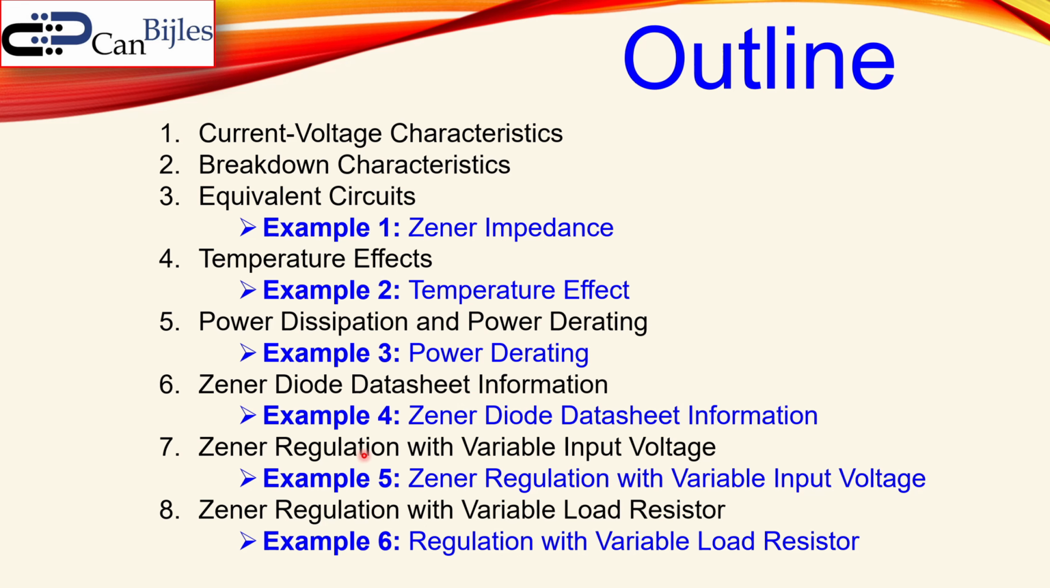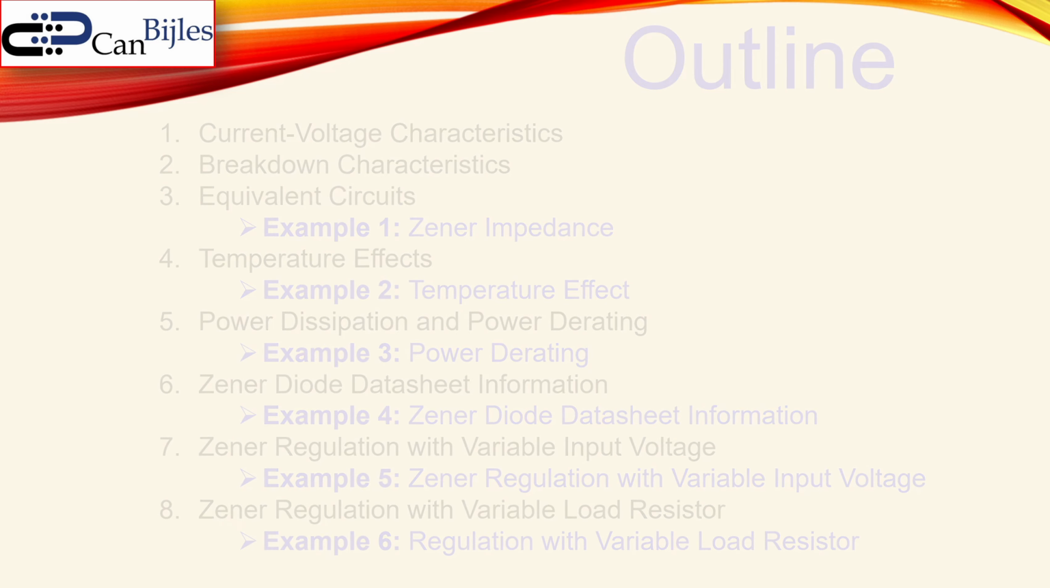Then we'll look at the Zener regulation by changing input voltage, so there will be a variable input voltage, and again we will support that with a numerical example. In a similar case, the regulation, but then using a load resistor which is variable, so we get a regulation with a variable resistor. Okay, this is the outline and we will work it out step by step.